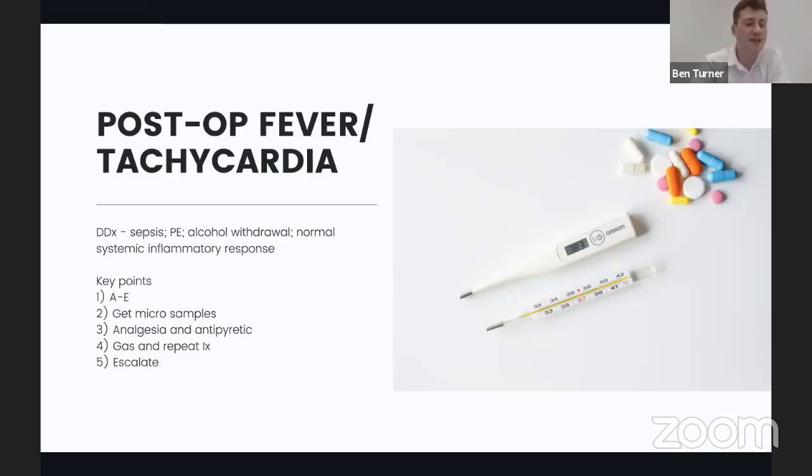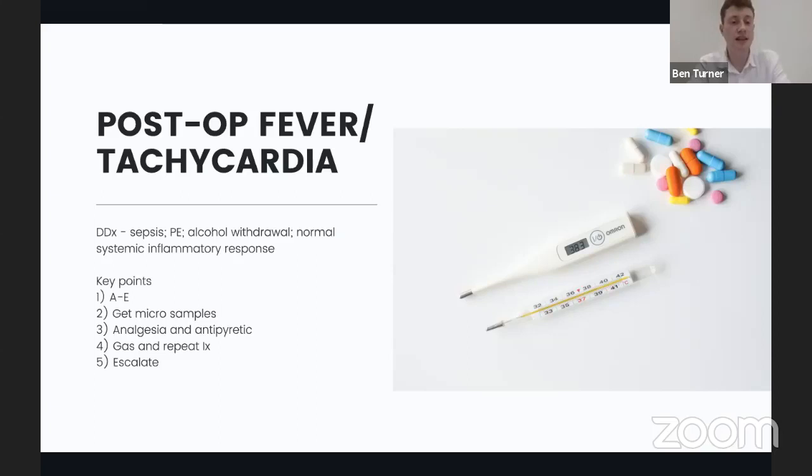Your key points for assessing this are going to be getting your A to E and then getting any micro samples that you can. So that will be 2 blood cultures, repeating a chest X-ray, making sure you've done the urine screen, because those micro results are going to guide your antibiotic therapy. Make sure the patient's had some analgesia and an antipyretic in these instances, and your best one for that is going to be paracetamol.